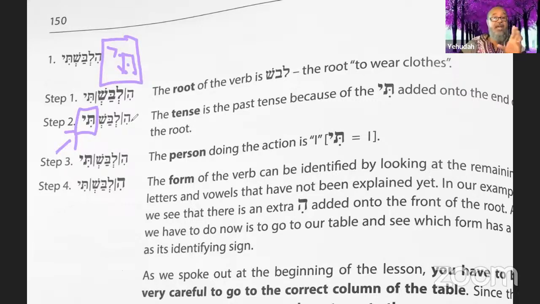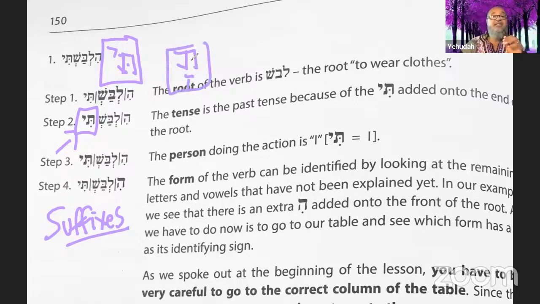And when you have your chart, you can go back and look at your table of those suffixes that are added to the end to let you know that something's in the past tense. Well, you got T, you got ta. They don't add ta to the end of a word if it's in the future tense. They'll never add nu on the end of a word if it's in the future tense. That's a past tense suffix that they're adding to the back of that root.